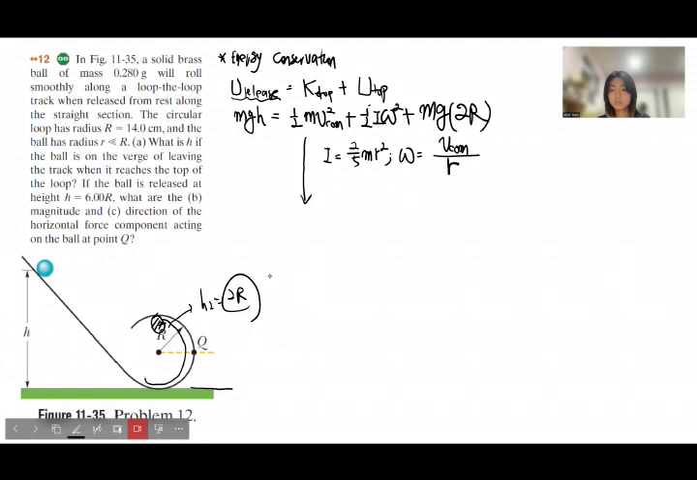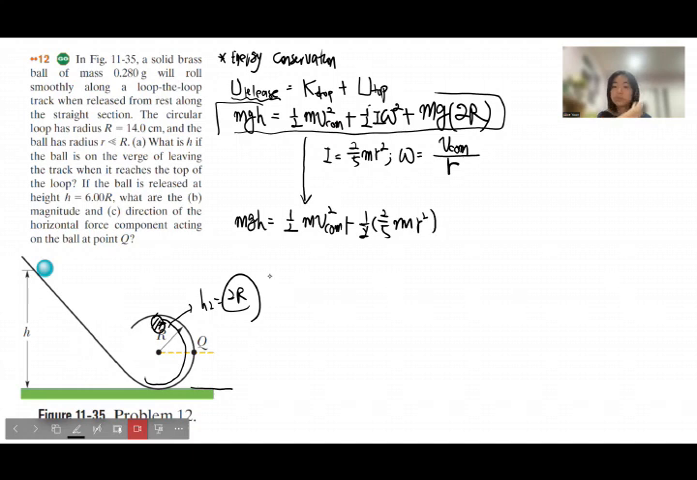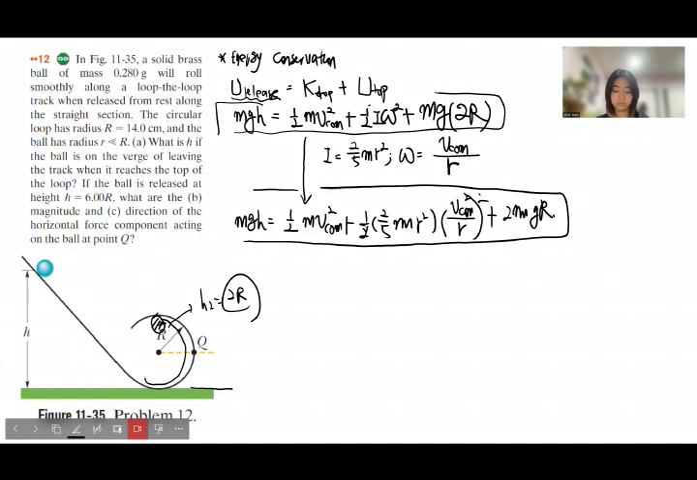So if we re-express this energy conservation equation, it should be mgh equals 1/2 m v center of mass squared plus 1/2 times the expression of I, which is 2/5 m r squared, times v center of mass squared over r squared, plus 2 m g R. Okay, that is the basic formula you have to use to derive the answers for the A, B, C questions.